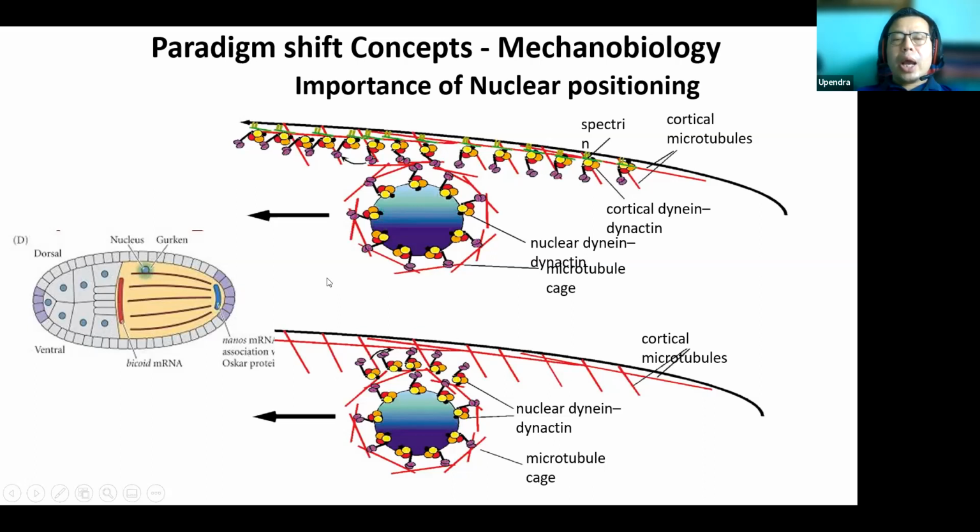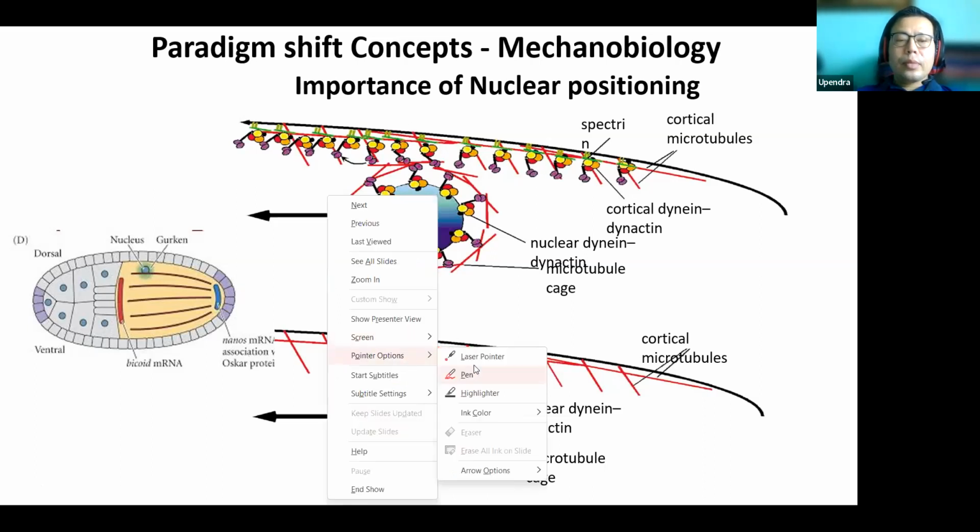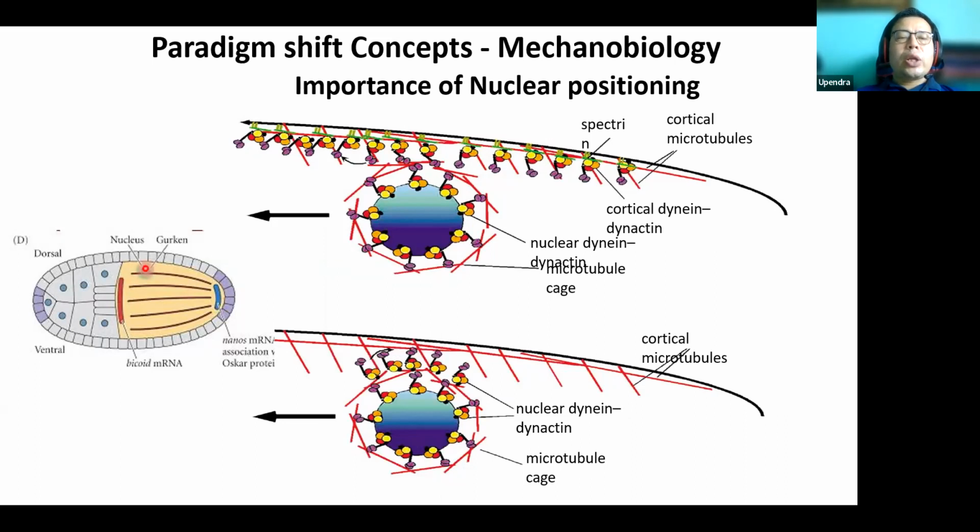For example, the position of the nucleus is very, very important. Now these nuclei start initially here, then they need to go to here, and the movement of this nucleus will decide whether this region will be dorsal and this region ventral, or this region anterior and this region posterior. In other words, the axis is decided by the nuclear movement, right? Let's not get into the molecules now.